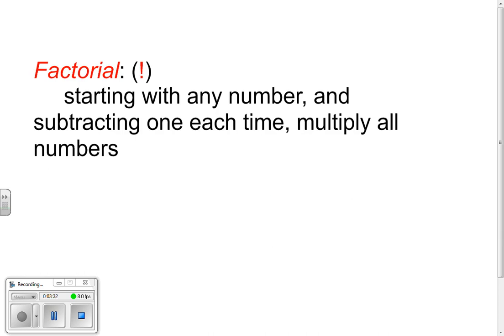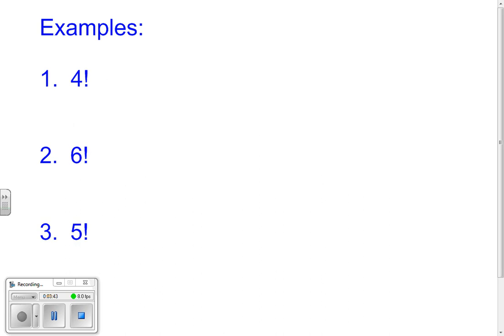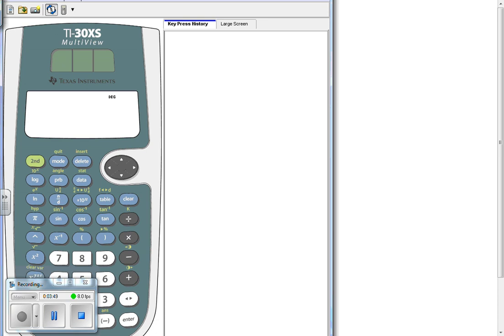Factorial. Factorial says that you can start with any number you want and subtracting 1 each time, multiply all of the numbers. If you notice, the symbol for factorial is an exclamation point. So take a look at number 1. They want you to do 4 factorial. So you need a calculator for this. What you can do is hit 4 and then hit the PRB button and choose the third option. Press enter. Press enter again, and you should see that the answer is 24.